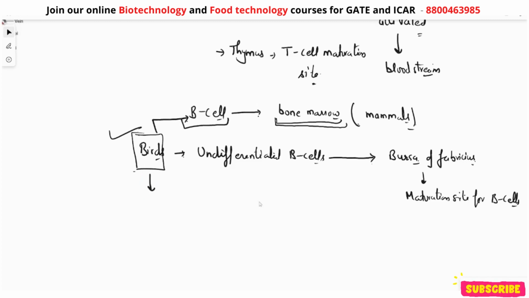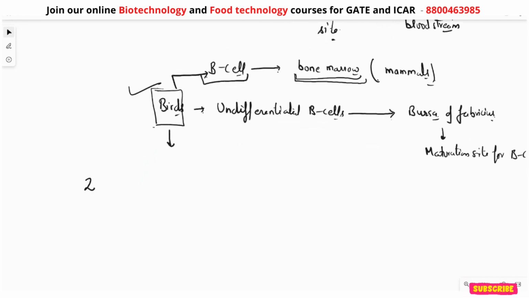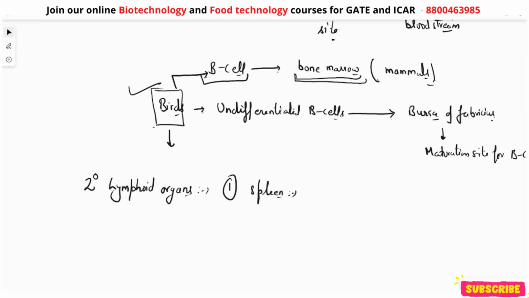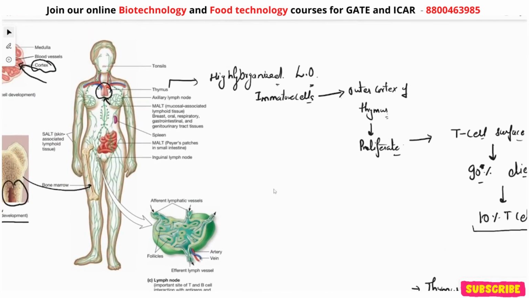Now let's talk about secondary lymphoid organs, right? So among the secondary lymphoid organs, first is your spleen, right? And the spleen is present here below the heart. It is also a highly organized lymphoid organ, right? And it is a large organ located in the abdominal cavity.